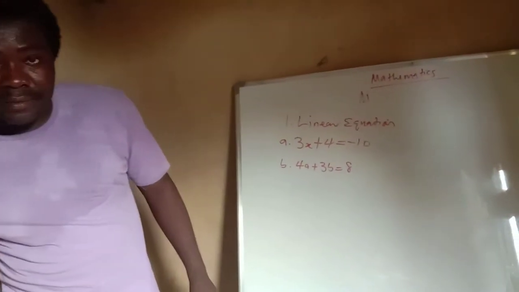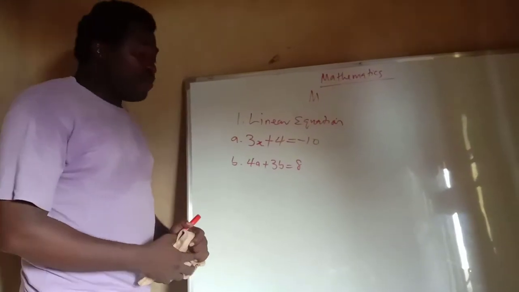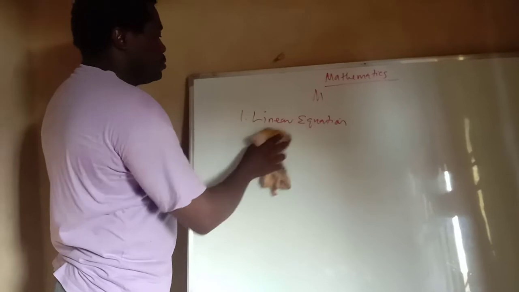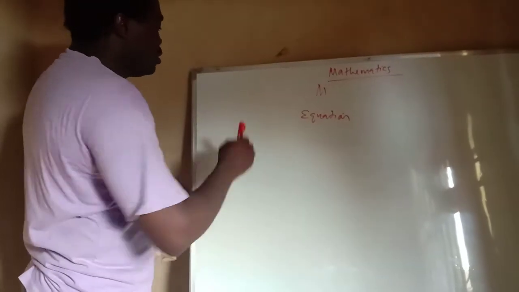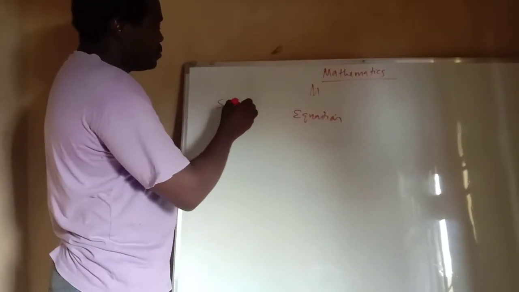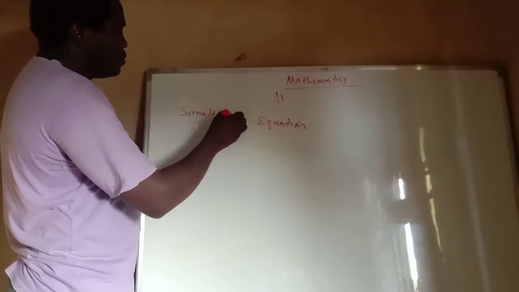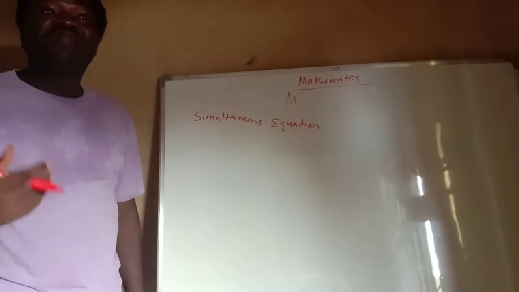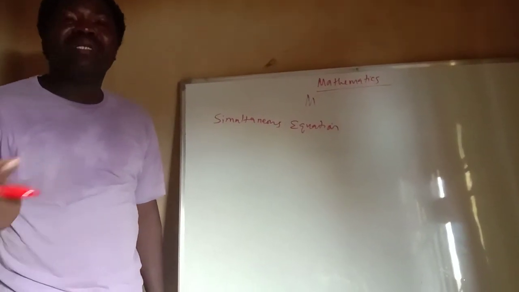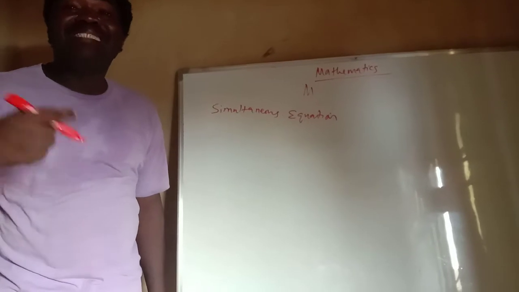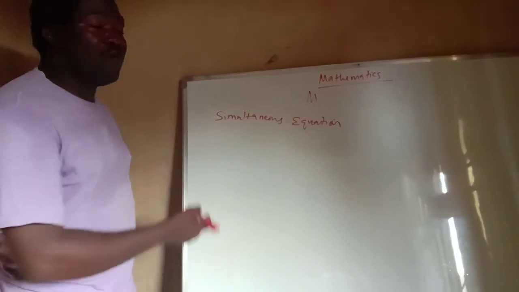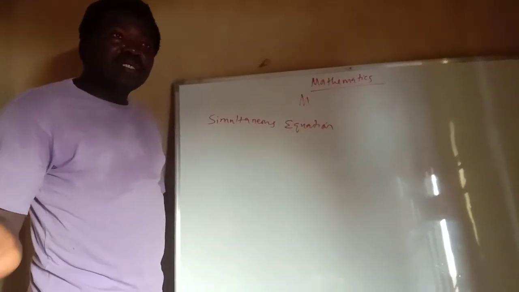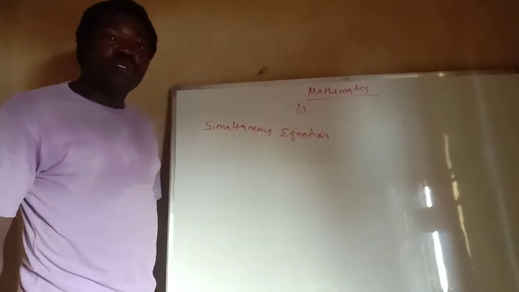So let's check for the other type of equation. Number two is what we call simultaneous equation. What is simultaneous? Simultaneous simply means two events happening concurrently, two events happening at the same time. An example of simultaneous equation is just a combination of two different linear equations with two unknowns.